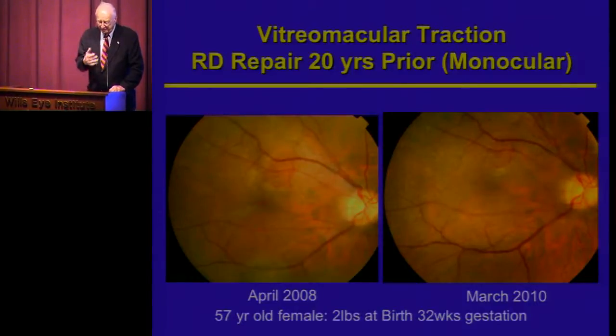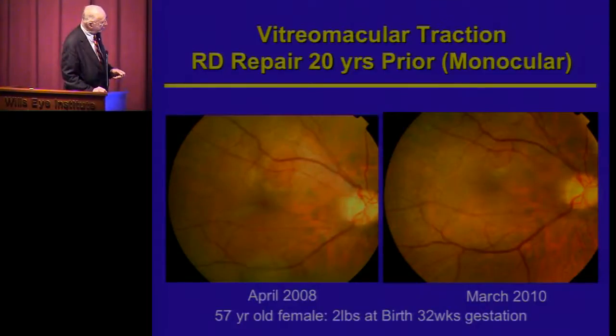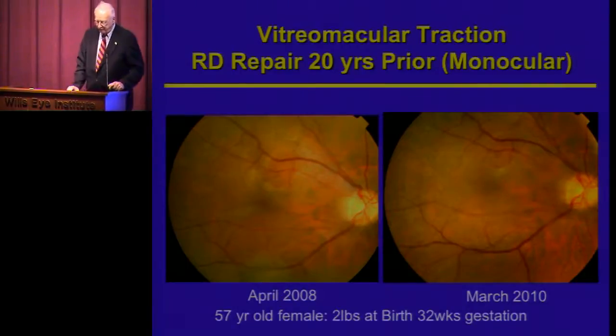I just put this in because it's, as you can see, a woman who weighed 2 pounds at birth, 32 weeks gestation. I first saw her when she was an adult and was one-eyed. She got a rhegmatogenous detachment in this eye, which we did reattach, and she ended up with 20/25 vision. As you can see, this is 2008, and there is an epiretinal membrane that's developed here. And here, March of 2010, she no longer has it. Her vision with the membrane dropped to 20/50.